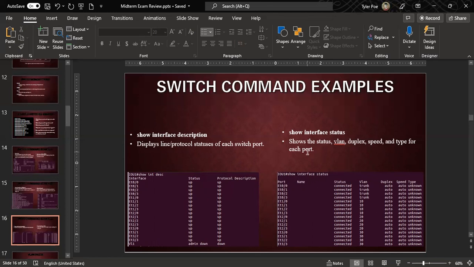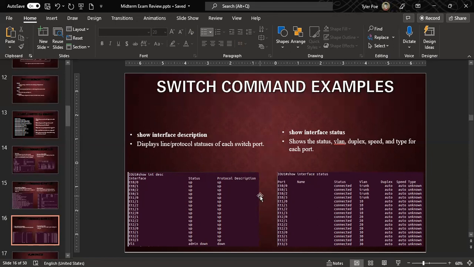Also there's show interface status. This is specifically used to show VLANs. It'll show the VLANs assigned to a port. It shows duplex settings, speed, and type, not stuff we really focus on in this course, but there's also the status. The status is basically a combination of the line and protocol status. It's a simpler status, but it's about as detailed, and it's important to be able to use both.